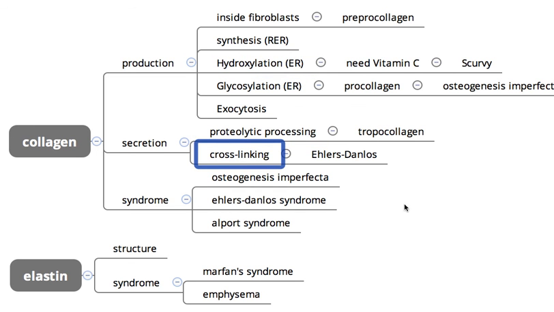Okay, so once you cross-link it, then you make it into fibrils, and then you're happy. But if you can't cross-link it, now you're kind of screwed, and you're going to end up with Ehlers-Danlos. I think we're done. Maybe I'll talk about elastin next, but I think we're done with collagen.